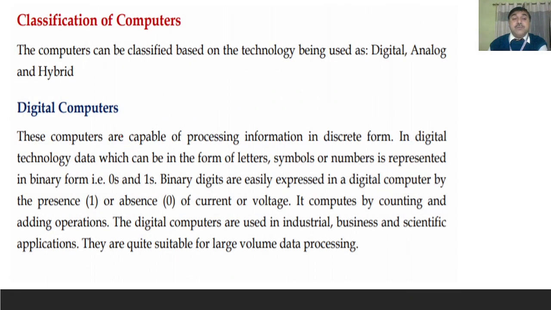Now, classification of computers: how can we classify the computer? In general, we can classify computers into three parts. One is the analog computer, one is the digital computer, and another is the hybrid computer. Now, what does a digital computer mean? It understands only digits, that means the binary digits 0 and 1. In this combination of binary digits, 1 means the presence and 0 means the absence of voltage. Based on the presence and absence of the voltage, the work is conducted.